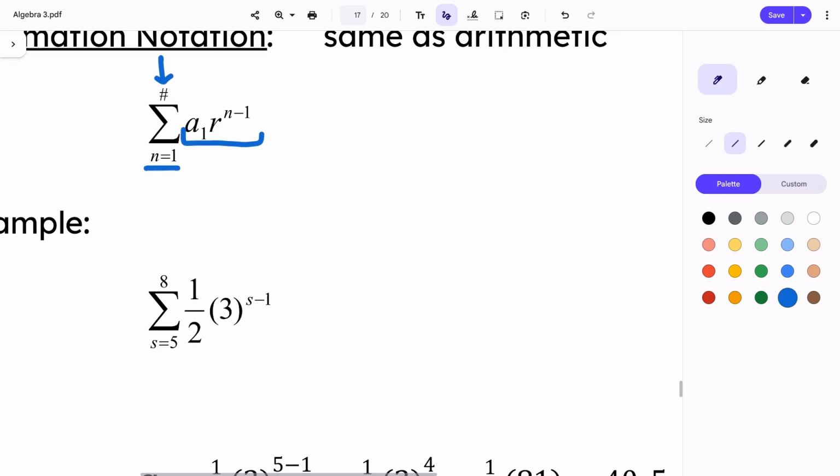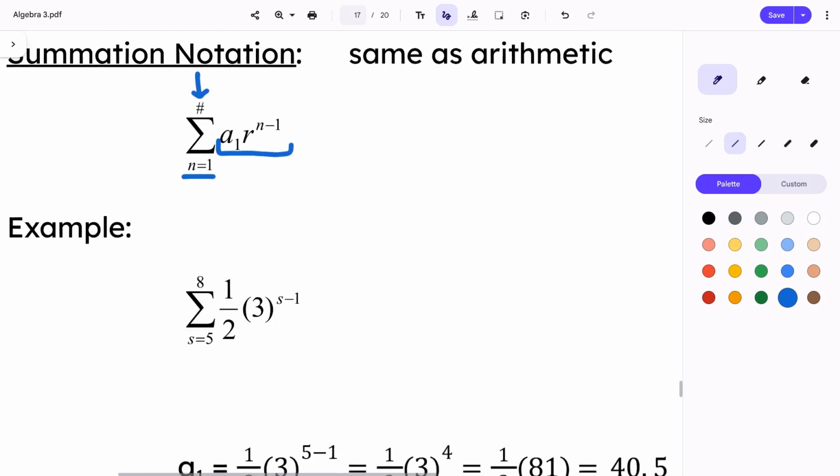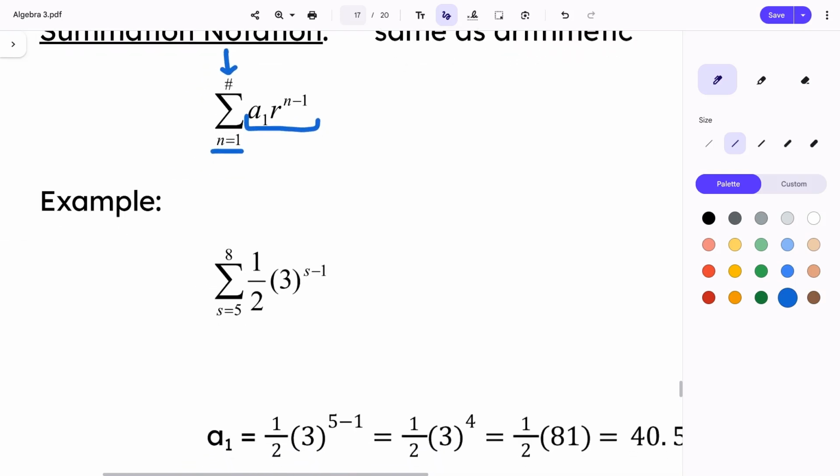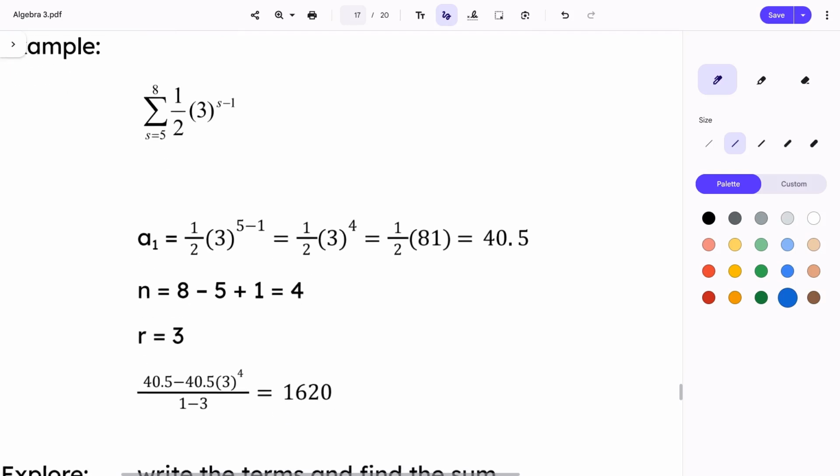They might give you something that looks like this first example. Our lower limit is 5. Our upper limit is 8. Then 1/2 would represent your A1, and 3 would be your common ratio, and then n minus 1 here. So they're writing this all down, kind of separating it out for you.